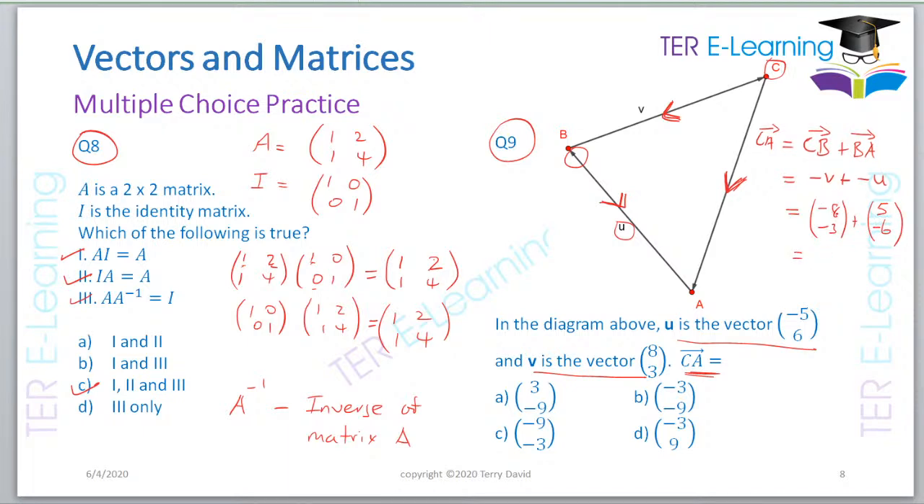So minus 8 plus 5 gives me minus 3. And then minus 3 plus minus 6 gives me minus 9. So the answer has to be (minus 3, minus 9). So the answer has to be B. So question 9, the answer is B. I've seen a lot of you all saying A.